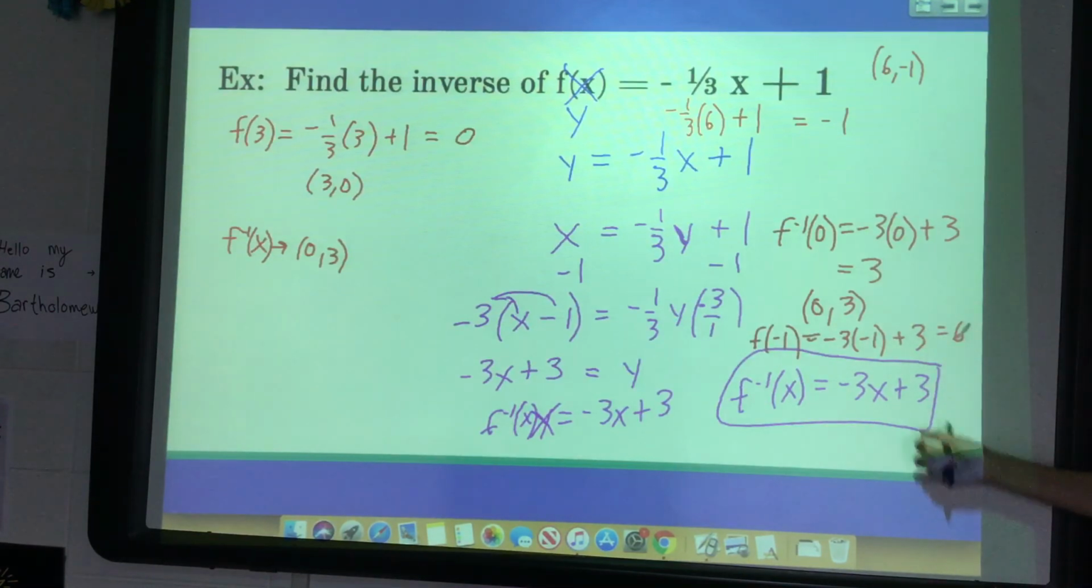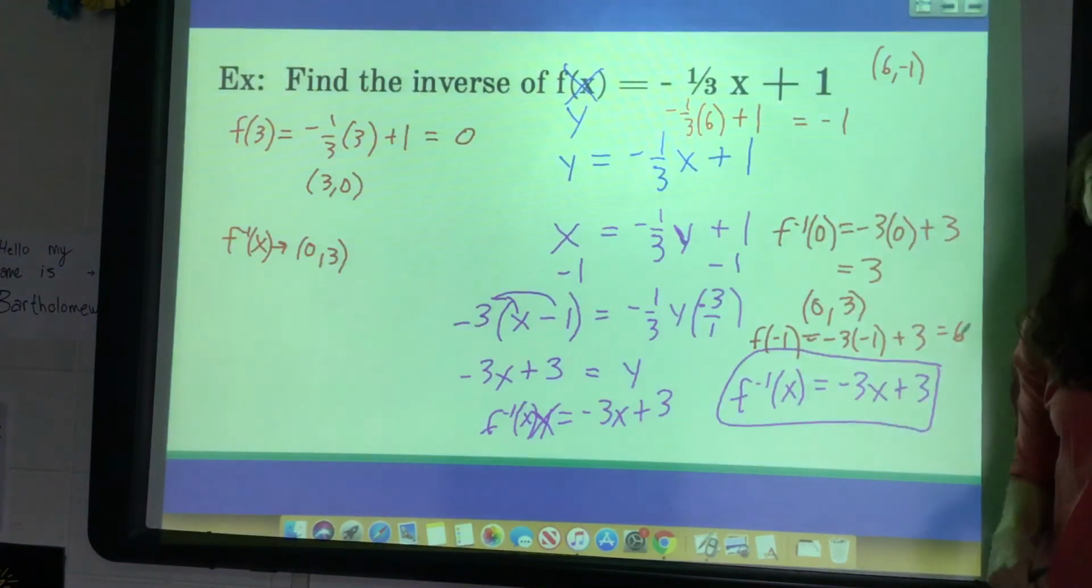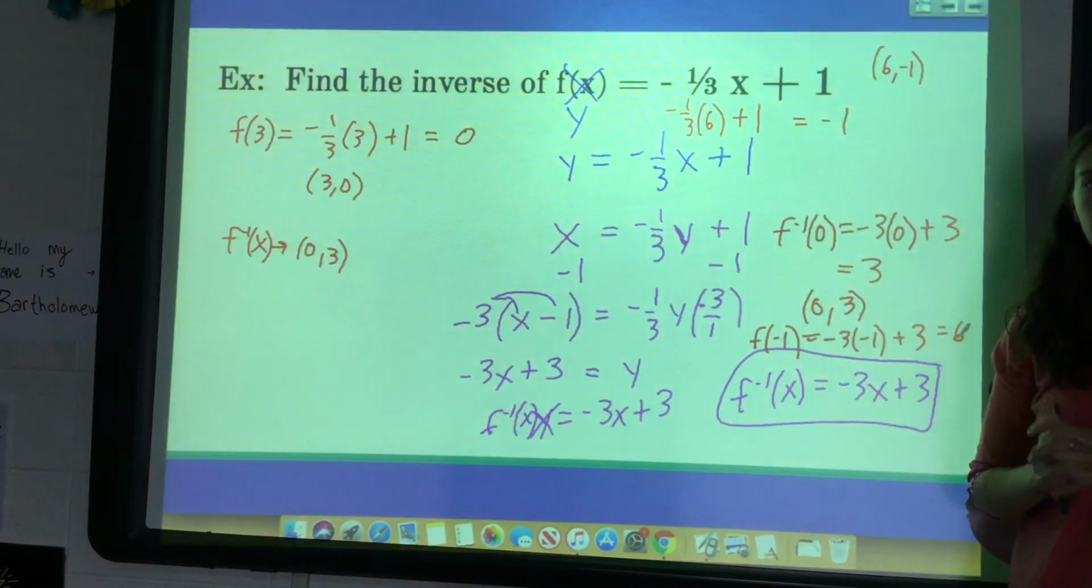So that's one way you can verify that these inverses work. You could also graph both of these and see if they are in fact reflections across the line y equals x.